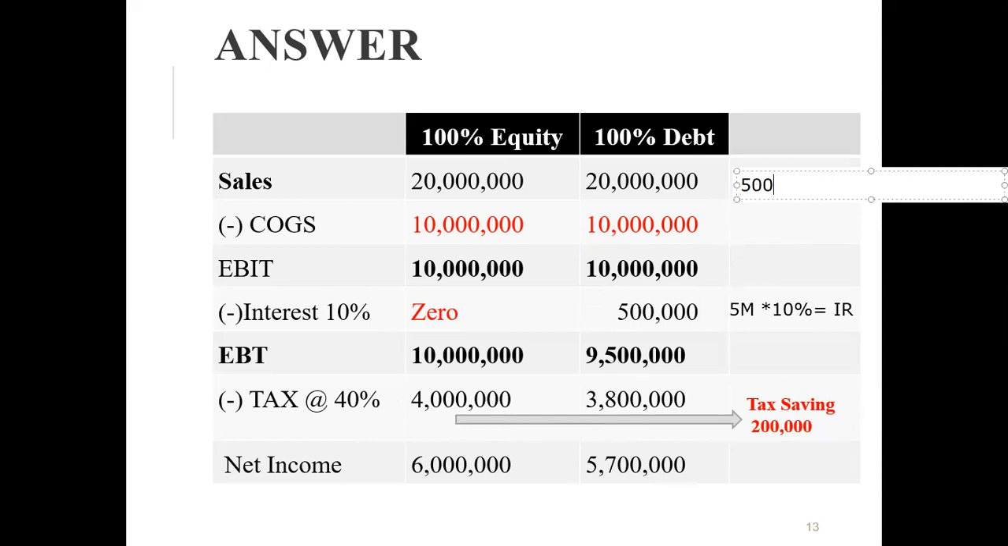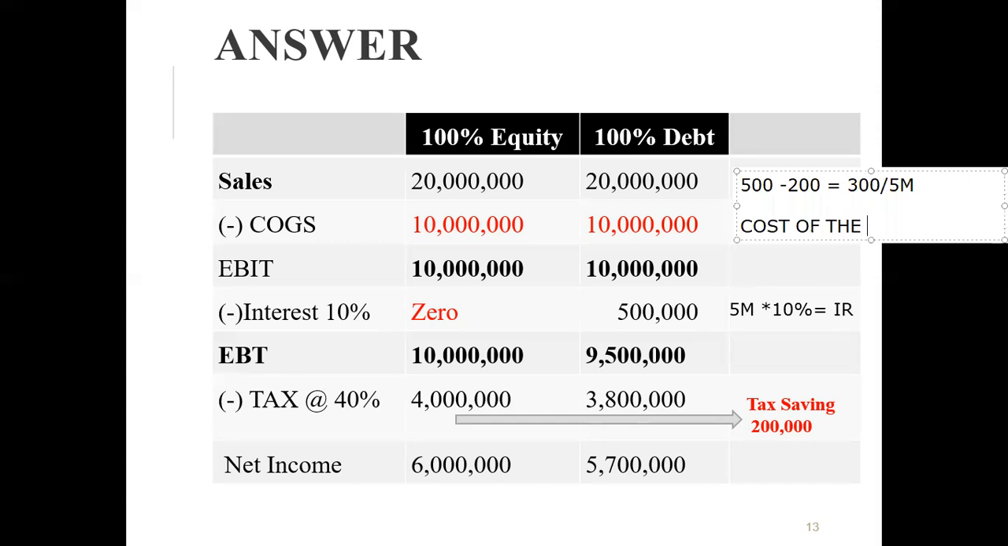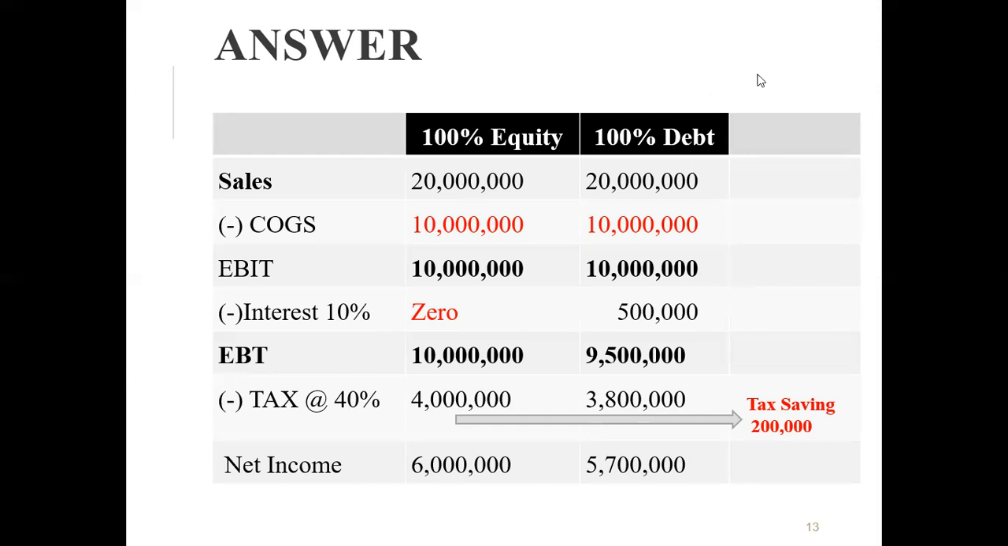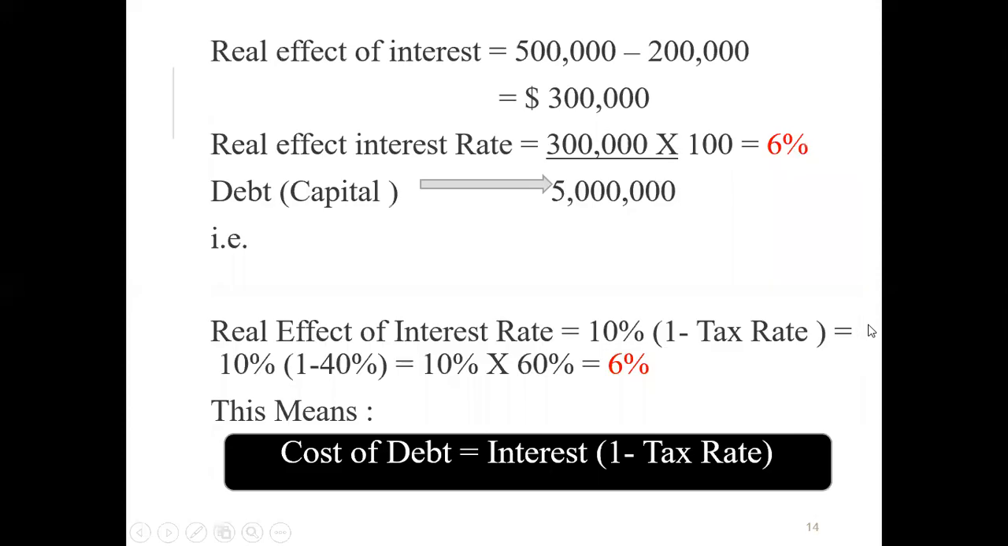500 minus the 200 which I save. So what I pay is just 300. This 300 divided by the 5 million will give me the cost of the debt. So this is the cost of the debt for financing the project by debt. So let's see how we can calculate the cost of the debt instead of having it as a whole. So 500 minus 200 gives me 300. So 300 divided by the 5 million times 100 is just 6%.